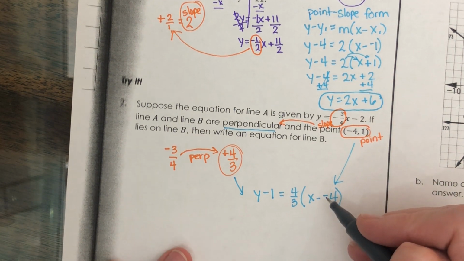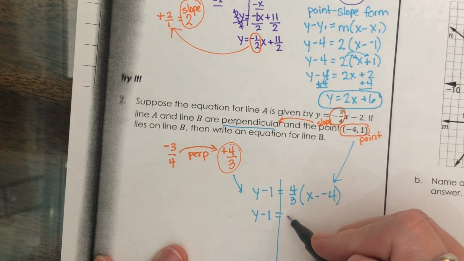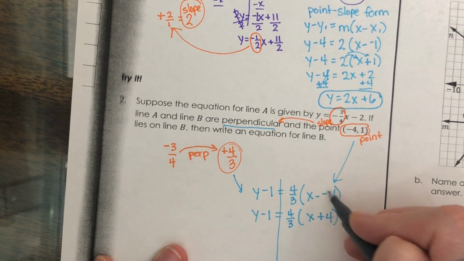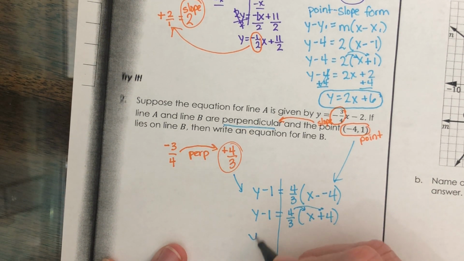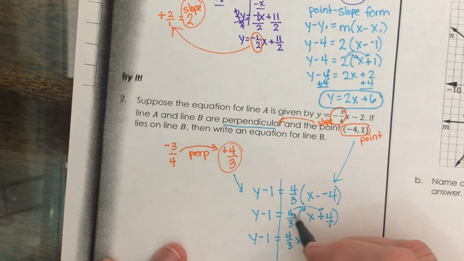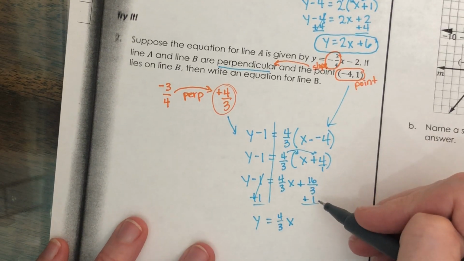There's that double negative again. Be careful of those. All right, y minus 1 equals 4/3 times x plus 4. Go ahead and distribute, or simplify your double negative there. Now distribute your 4/3. We get y minus 1 equals 4/3 x plus 4 times 4/3. Okay, remember, multiply your numerators, multiply your denominators. That's 16/3. Add 1 to both sides to get rid of it, to get y by itself. Y equals 4/3 x plus, this is fun, 16/3 plus 1.